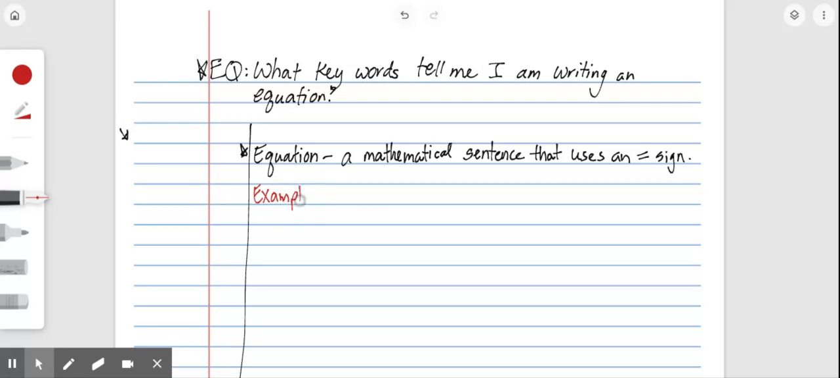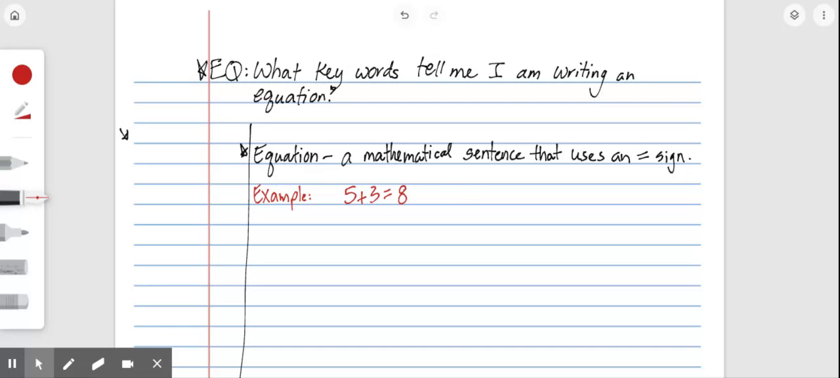Okay, here are some examples. I could do 5 plus 3 equals 8. This is an equation because both sides of that equal sign are equal to each other. 5 plus 3 is 8, 8 is 8, so they're equal. That's an equation. But now that we're in algebra, we're going to see some equations that have variables in them.